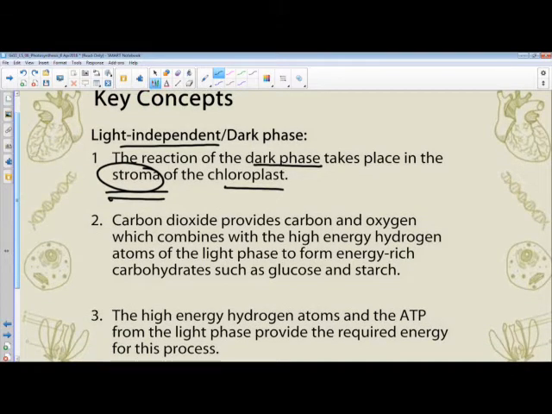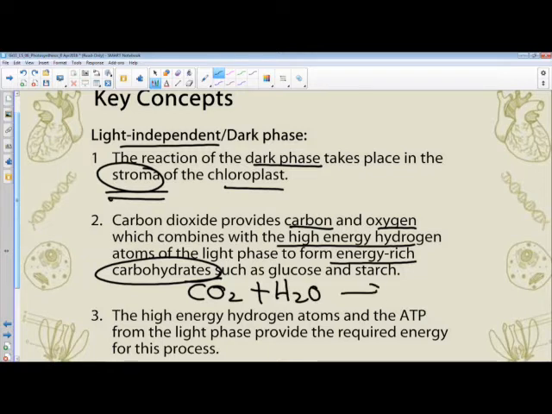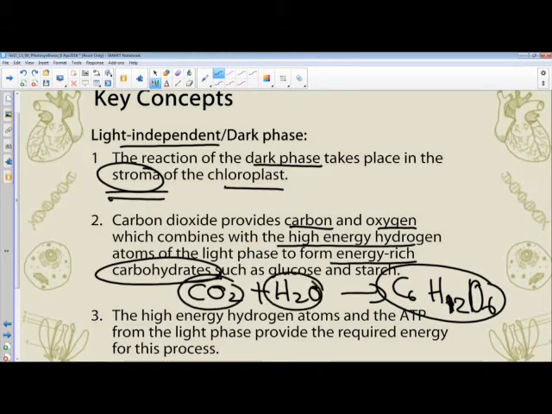Carbon dioxide provides carbon and oxygen, which combine with the high energy hydrogen atoms from the light phase to form energy-rich carbohydrates. So essentially what is happening here is that CO2 plus water, with the energy from the ATP, produces C6H12O6. I'm just skipping a few steps. So here we're seeing the glucose molecule being produced from carbon dioxide, water, and the energy from the hydrogen atoms that are coming from the light dependent phase.